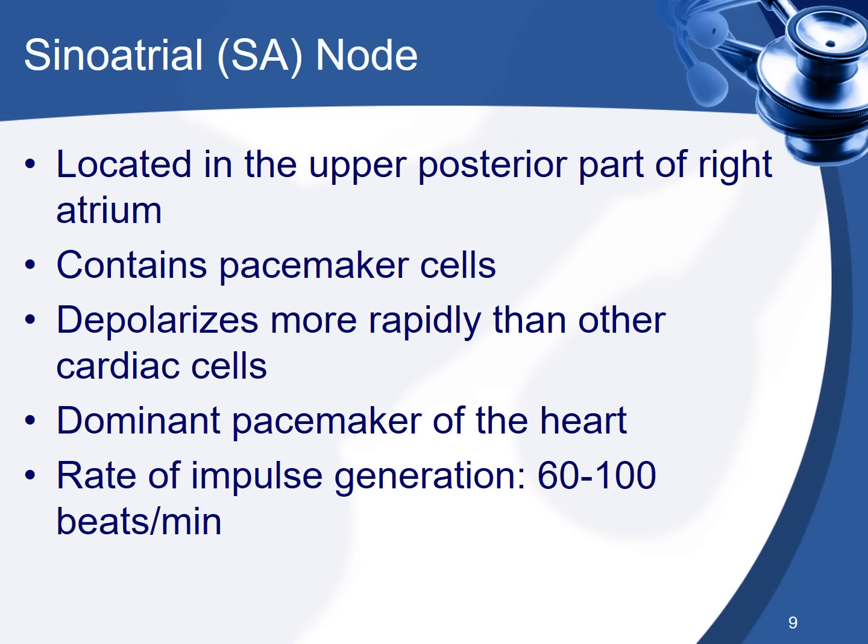It depolarizes more rapidly than any of the other cells in the cardiac system. It is the dominant pacemaker of the heart, and the rate of impulse generation from the SA node is 60 to 100 beats per minute. This is your normal heart rate. So as you can see, if your SA node is functioning appropriately, your heart rate should stay within that range of 60 to 100 beats. When it doesn't function appropriately, then that's when we have our dysrhythmias.